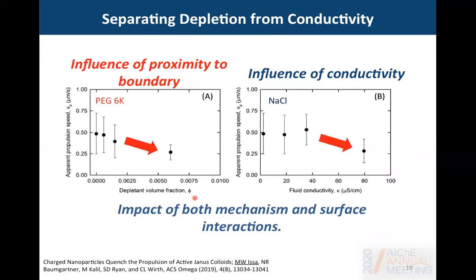And similar experiments were conducted using various concentrations of sodium chloride, thus varying the conductivity of the suspension, which ranged between the conductivity of ultra-pure water and about 80 microsiemens per centimeter, which goes far beyond the conductivity generated by the 20 nanometer charged nanoparticles. These experiments supported our observation that both uncharged depletants and the increase in conductivity will quench the propulsion of catalytic active particles.